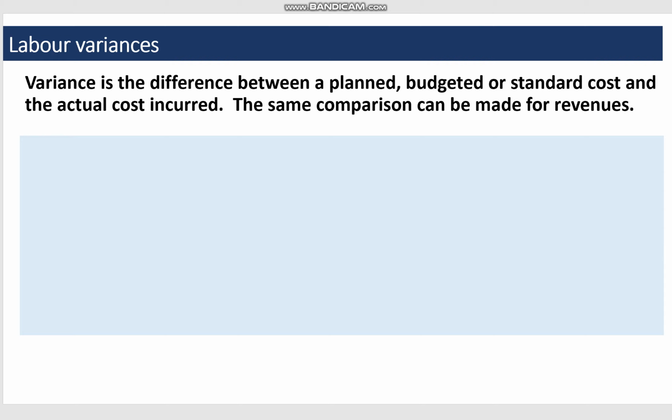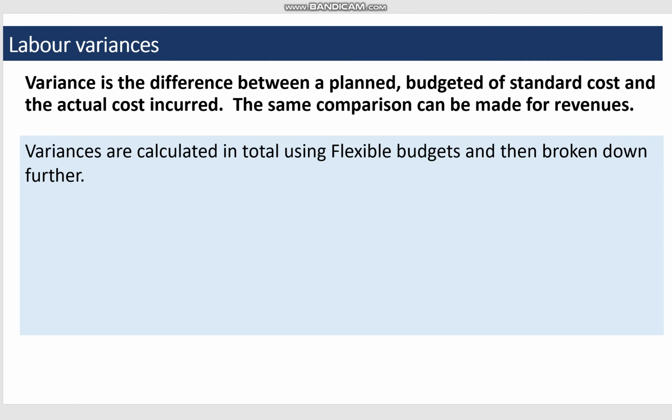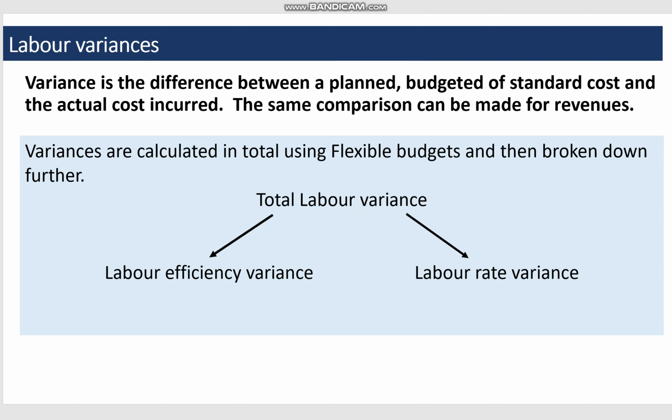The same comparison can be made for the revenues as well, which we will keep for a different session. Now, variances are calculated in total using flexed or flexible budgets and then broken down further into labor efficiency variance and labor rate variance. Or alternatively, which is an easier way, we can calculate the labor efficiency variance and labor rate variance, and then combine these two together to get the total labor cost variance. So let's have a look at the pro forma for the labor cost variances.